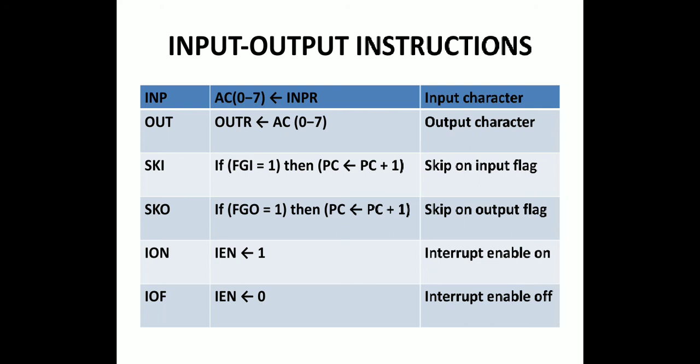Next instruction is ION, interrupt enable on, and IOF, interrupt enable off. Interrupt enable on means IEN is 1 and IOF means IEN is 0. IEN is a special sort of flag bit, interrupt enable, that will indicate whether we are allowing the interrupt or not. We will discuss this topic later on.